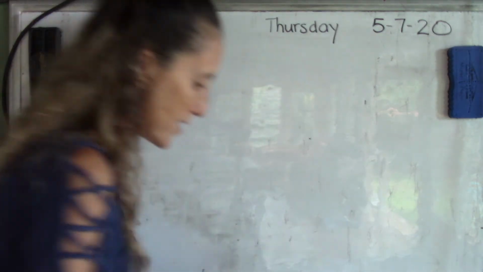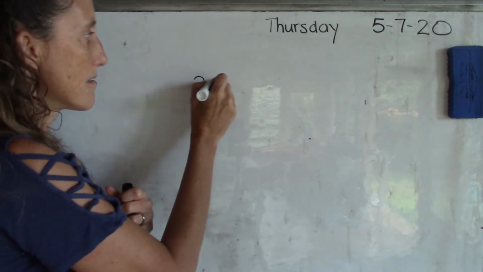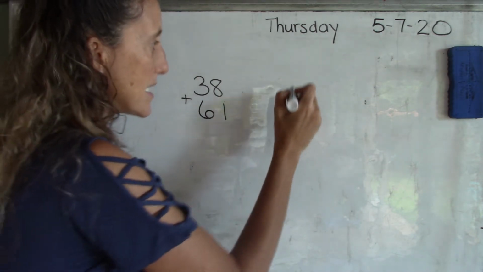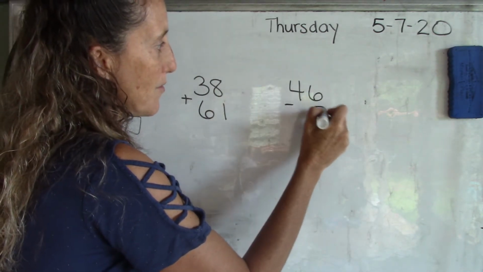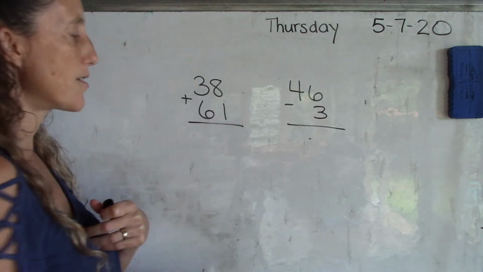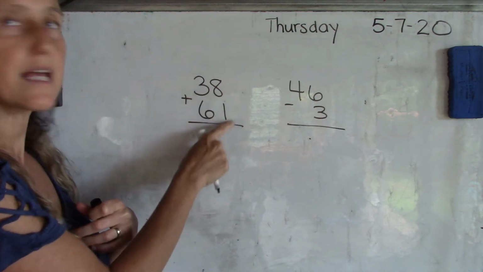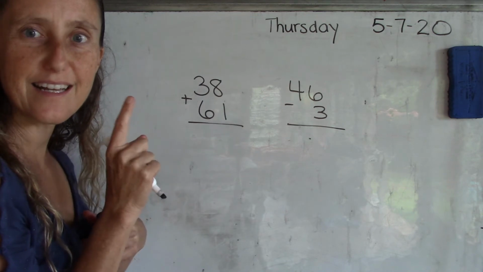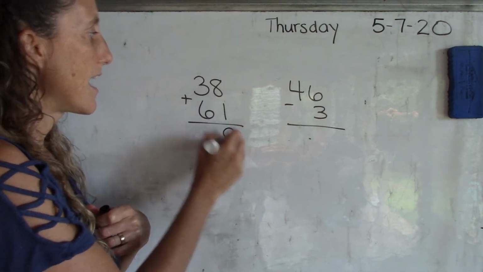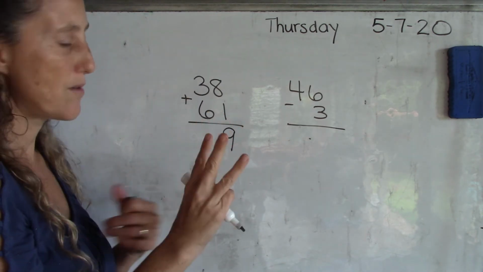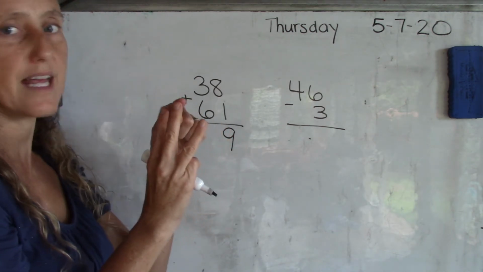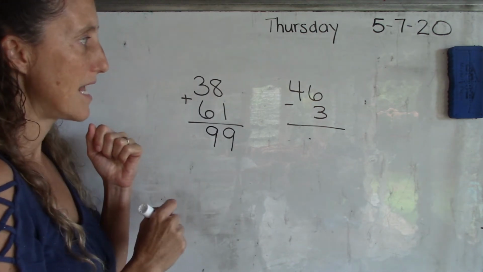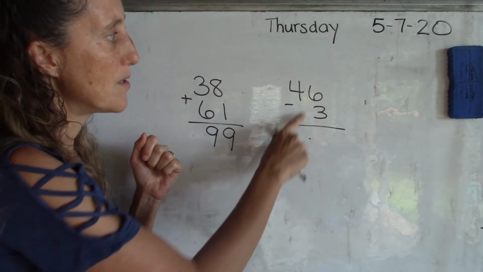All right, you're also going to be doing some addition and some subtraction, but double digit. And I know some of you were really excited about double digit. So always start on the right side. What's 8 plus 1? 1 more than 8 is 9. And now we're going to do 6 plus 3. 3 more than 6. 6, 7, 8, 9. 99.